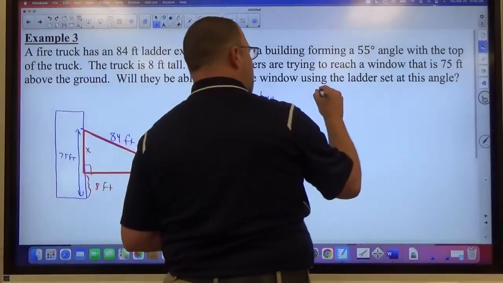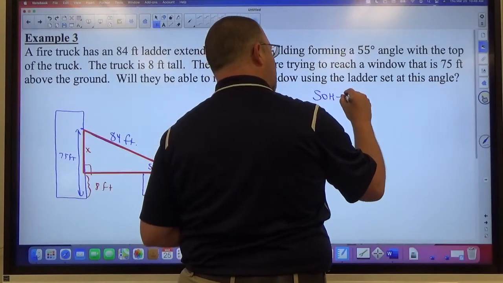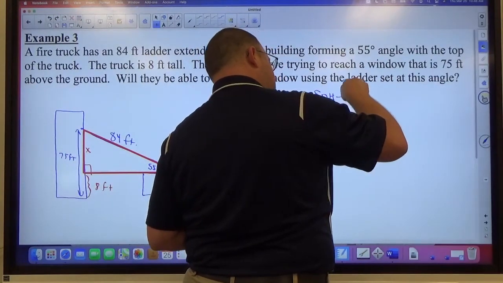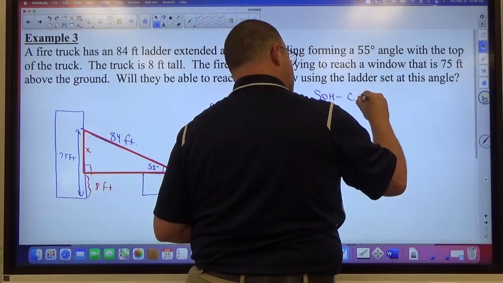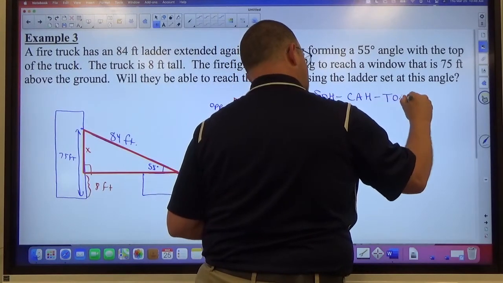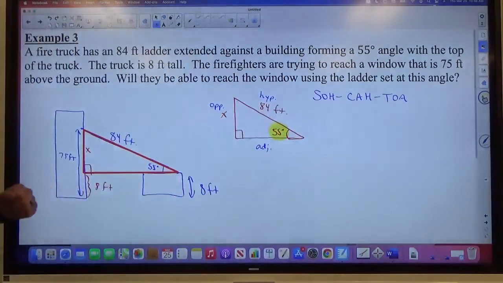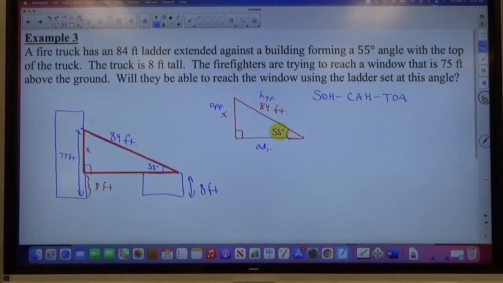If we look at SOHCAHTOA, anytime I'm in right triangle world and I'm trying to do trigonometry, I'm going to look at SOHCAHTOA. When you're doing a right triangle problem and you're trying to find a missing piece with SOHCAHTOA, you know one side and you know one angle. Here's the question I want you to ask yourself. What do I know and what do I want to know? Because if you know one angle and one side, you're going to know a side and you're going to want to know another side. That's what's going to happen.